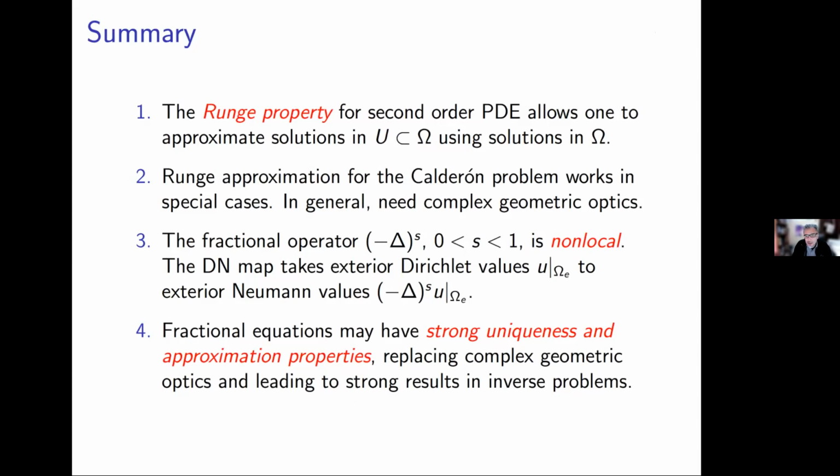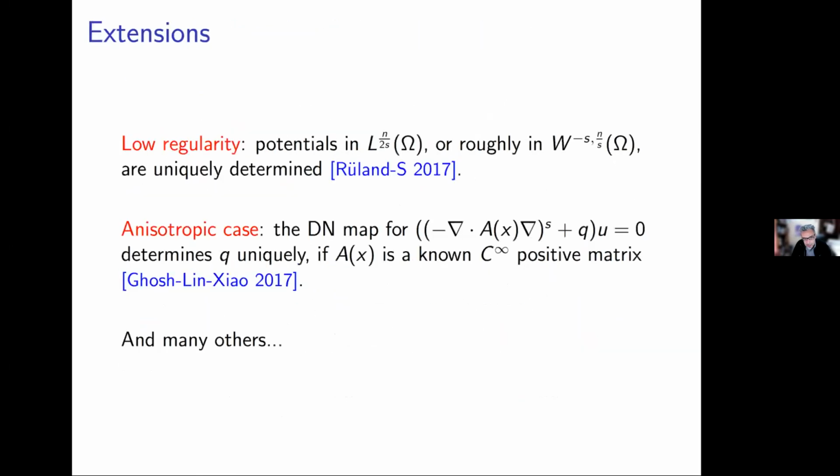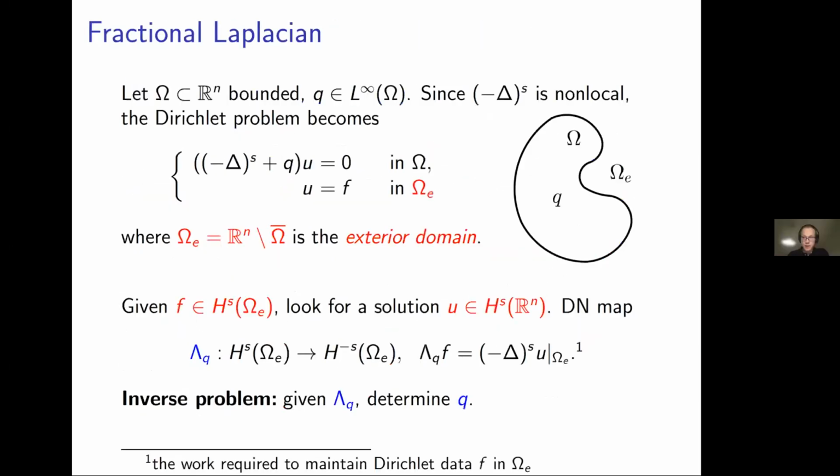I can start. Just a small question, Mikko. The Dirichlet-Neumann operator of the equation with the fractional operator, does it correspond with the usual Dirichlet-Neumann map? I mean, the Neumann value is the fractional Laplacian to the power s. So the usual Dirichlet-Neumann map is the normal derivative, no? That's right.